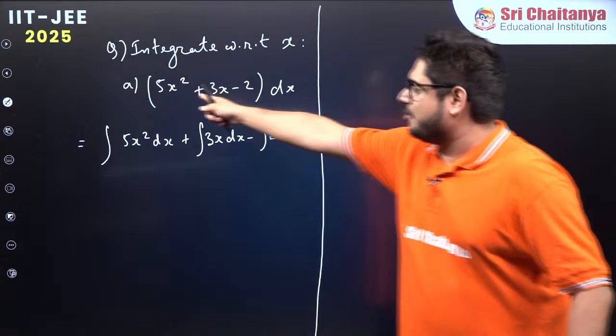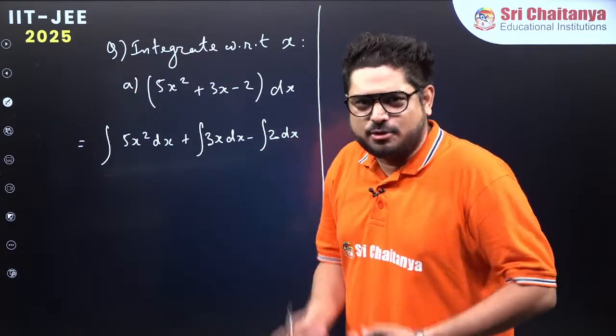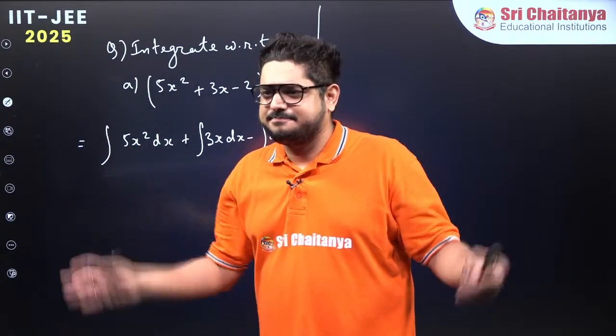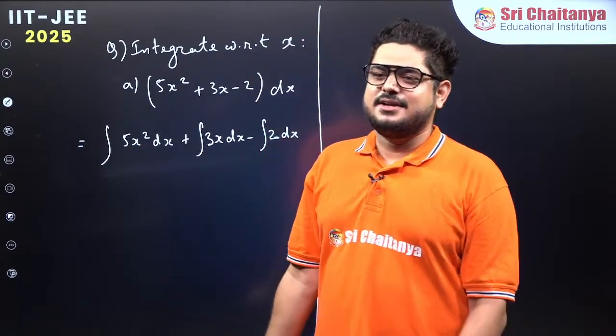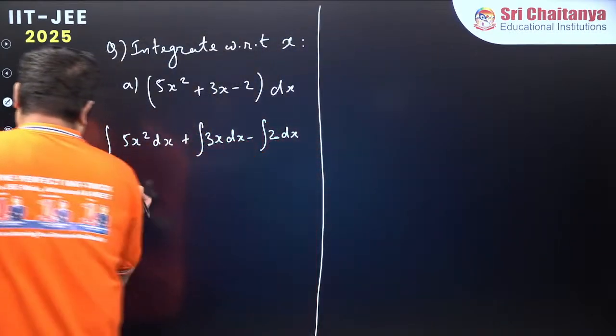So dx is being brought inside the brackets and I am multiplying it. In other words, it's being used as an operator and I am integrating it. I hope it's clear, everyone. Now, as a result of that, you tell me what needs to be done.